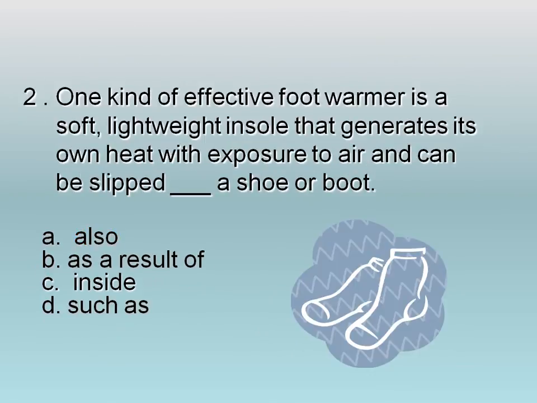Now, read example 2. Which transition shows the relationship of the ideas within this sentence? Did you choose choice C, inside? The topic of this sentence is one kind of foot warmer. The author is describing its traits. One trait is where it is used. It is placed inside the shoe or boot.